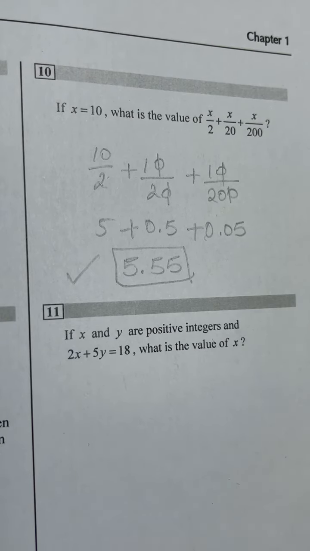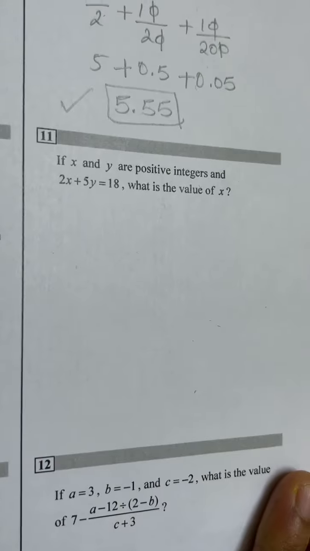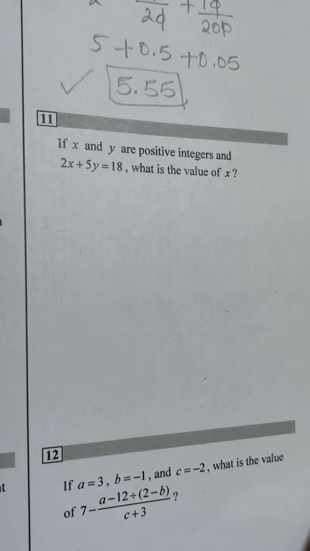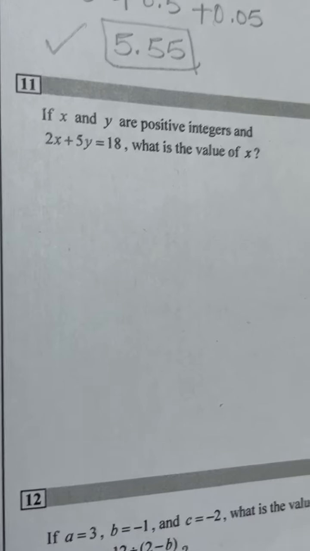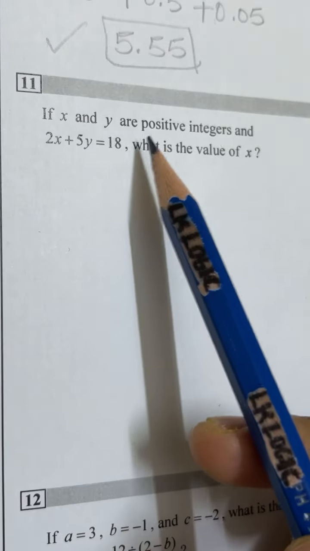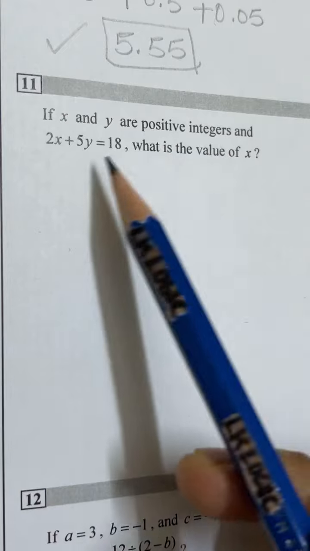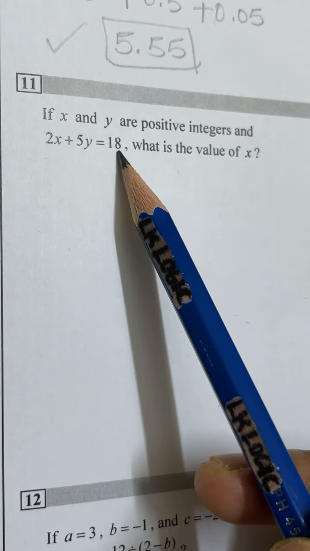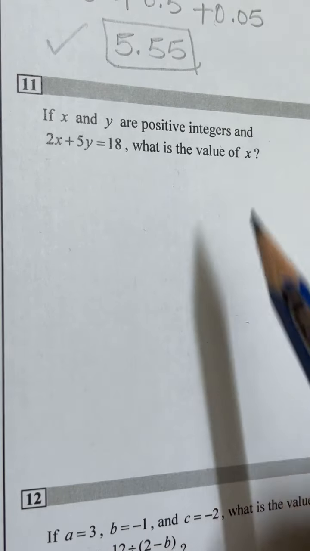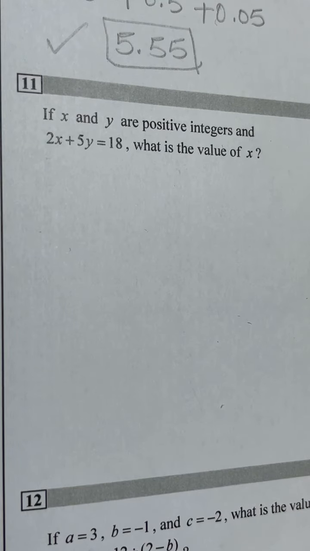Let's try out another question. So question number 11 on your screens. Question number 11 says, if x and y are positive integers and 2x plus 5y equals 18, what is the value of x? So you can try this out and then let me know. So what are we going to do first in this? We are going to choose the first few positive integers of x and make substitution for the given equation.